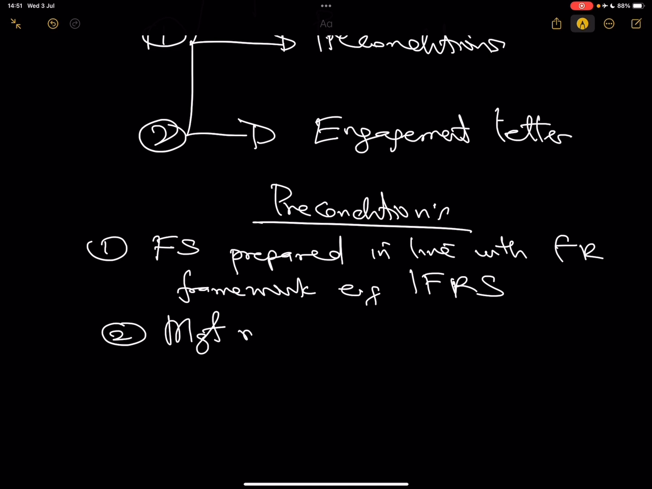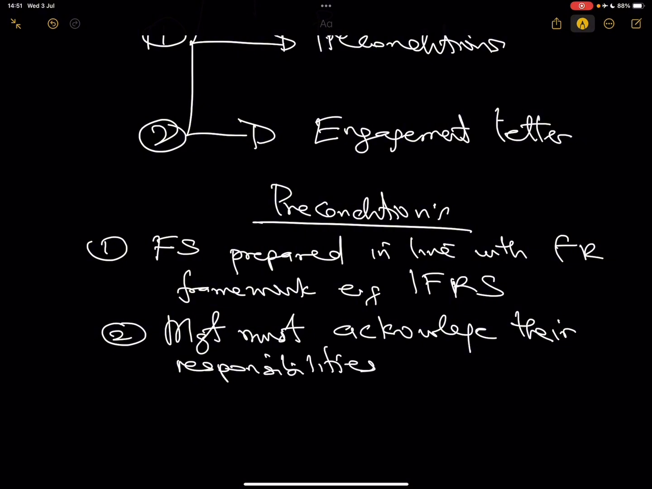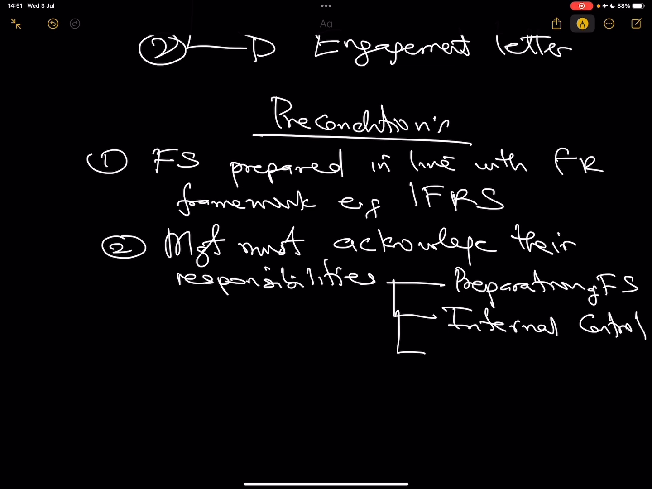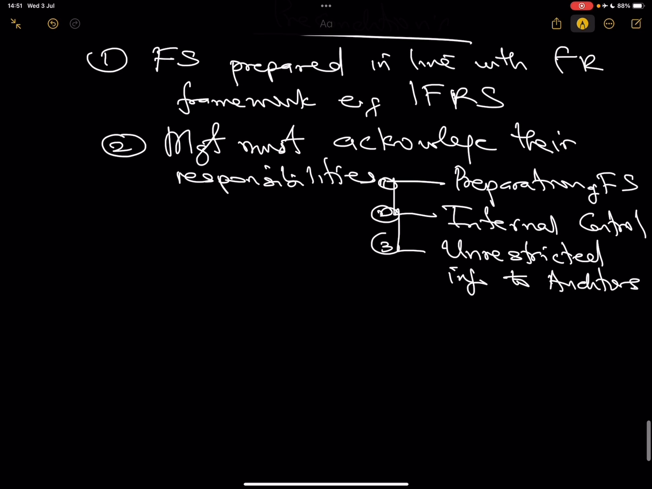Number 2 precondition is that management knows their responsibilities. So management must acknowledge their responsibilities. And what are those responsibilities of management? That's preparation of the FS. Auditors don't prepare the FS. So preparation of the FS, number 1. Number 2, they must put internal control in place. We'll look into all of this in detail later, what internal control is and all of that. And number 3, they must provide unrestricted information to the auditor. Please take note of these 3 responsibilities of management. So they must acknowledge those responsibilities.